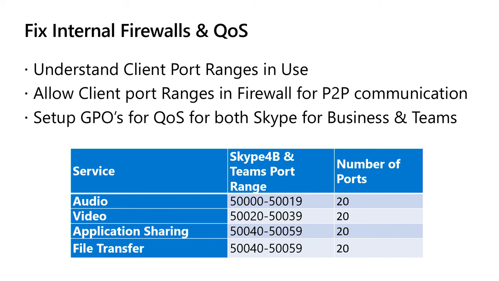So if you want to do QoS, you also take into account those port ranges, because you have to create GPOs and say anything going out from lync.exe or teams.exe, going from these ports is going to be audio. We're going to tag it in this way. That's done through GPOs.